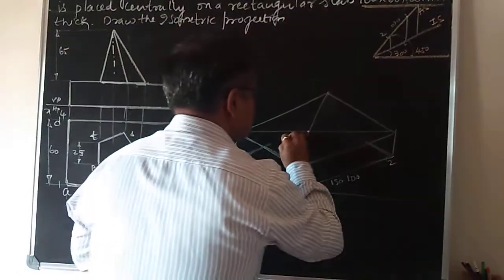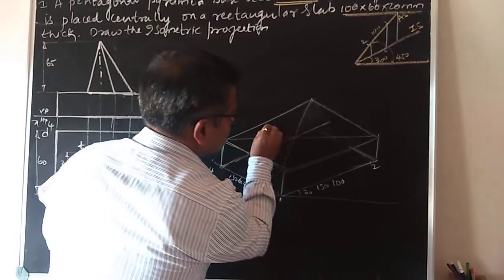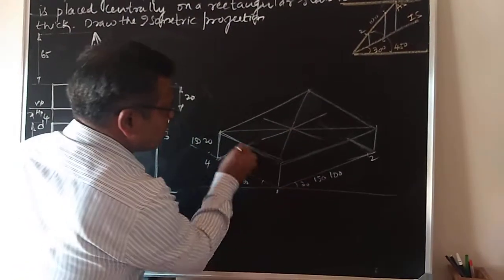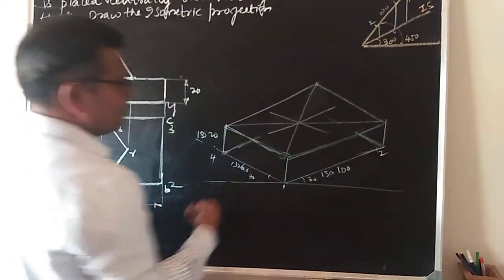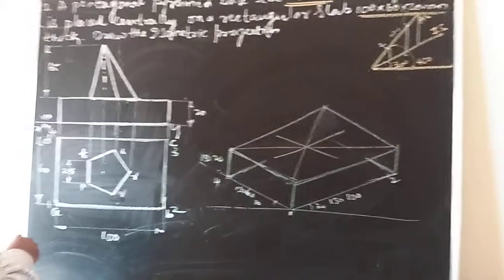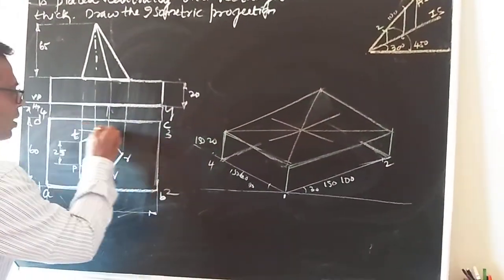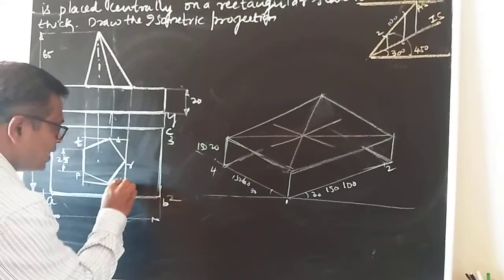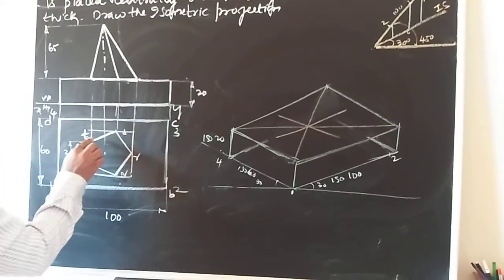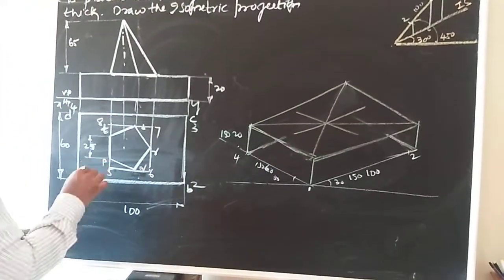Passing through the center, you draw a 30-degree line which is parallel to this. Passing through the center, draw a 30-degree line parallel to this 30-degree line. Now what you have to do here? You have to enclose this pentagon in a box. You should enclose the pentagon PQRST in a box, let us say 5678.